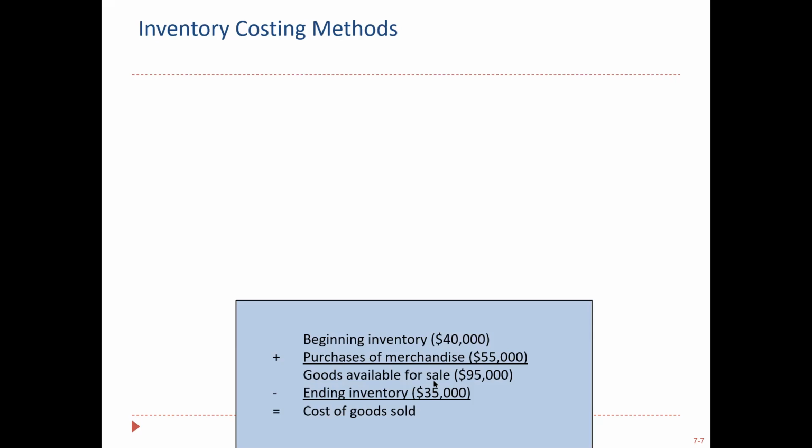The sales require one entry to record the sale. That's the debit to AR, credit sales. But the cost of goods sold is calculated at the end of the period using the formula we saw on the prior page. Beginning inventory plus purchases, that's $95,000 worth of goods. That's the most we can sell. Hopefully we sell these 95,000 for $1 million, but the cost is 95,000 to be split between the ending inventory and the cost of goods sold under different methods.